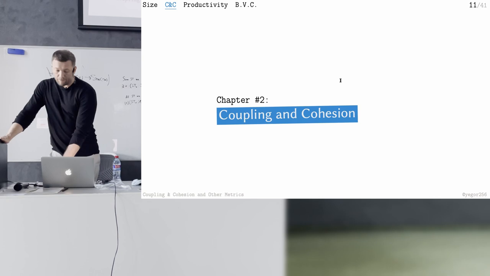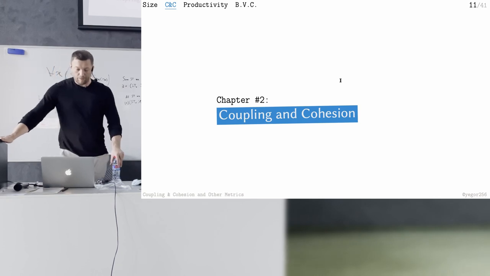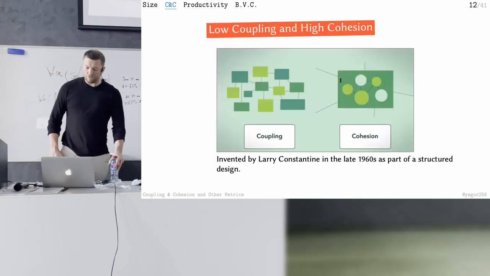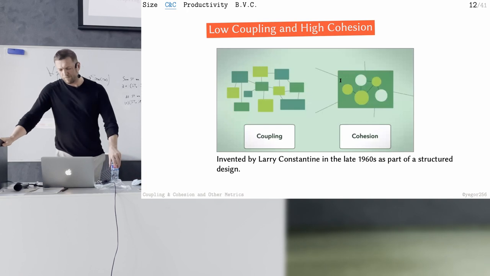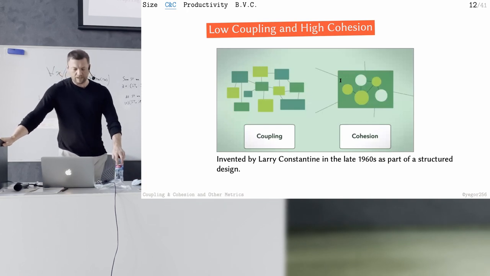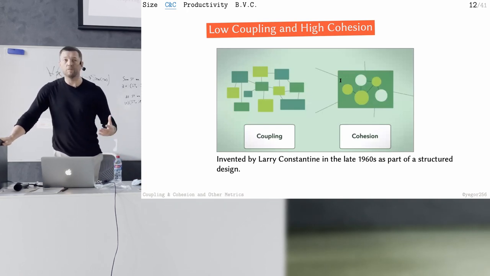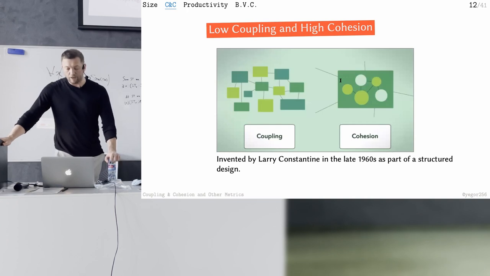Okay, next topic is coupling and cohesion. Coupling and cohesion, basically also a very, very old concept, introduced in the late 1960s by Larry Constantine. Not only him, there were many people who were thinking in this direction, but he put the label on this, he put the name on that. He said that low coupling is good and high cohesion is good. What is it and what's the difference?